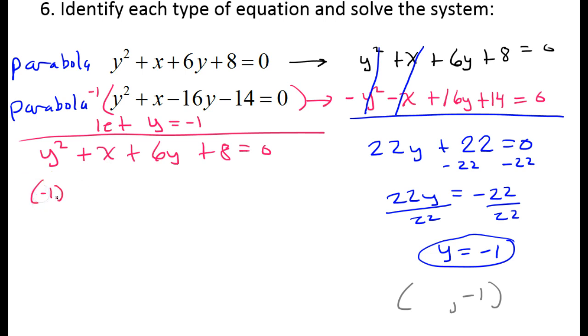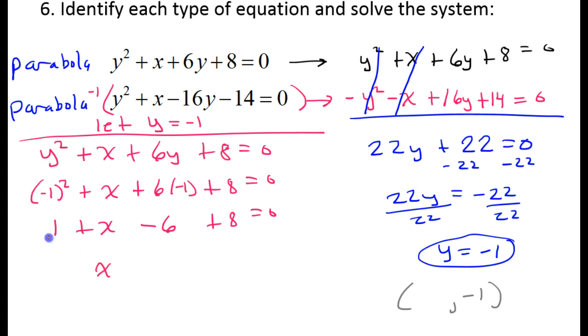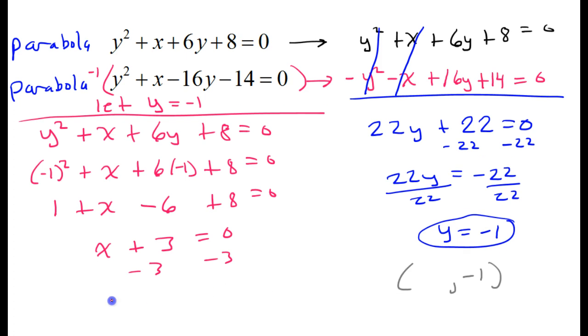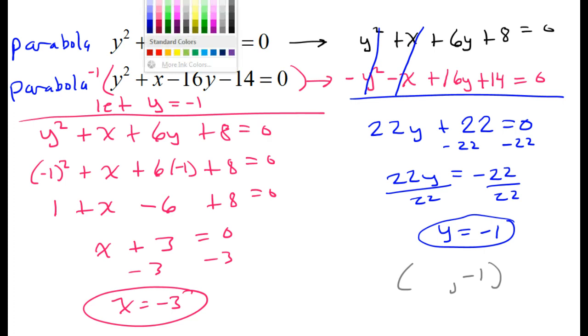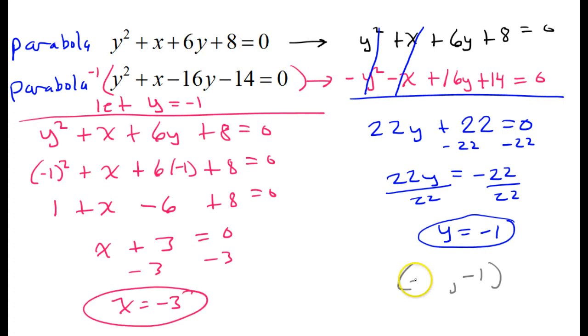If I do that, I've got -1 squared plus x plus 6 times -1 plus 8 is equal to 0. So that's +1 plus x minus 6 plus 8 equals 0. Now 1 minus 6, that's -5, plus 8 is 3. So I've got x plus 3 is equal to 0. Subtracting 3 from both sides gives me x equals -3. Kabam! Now I have the x value that goes with this y value.